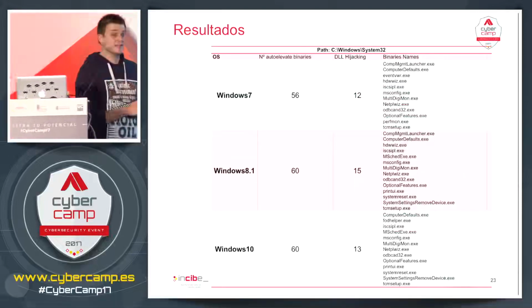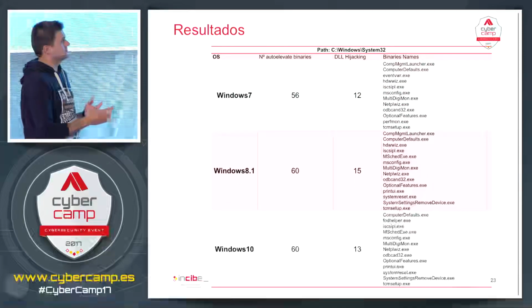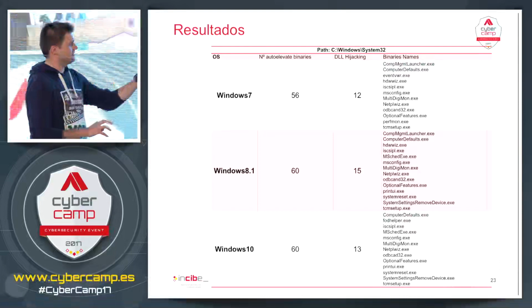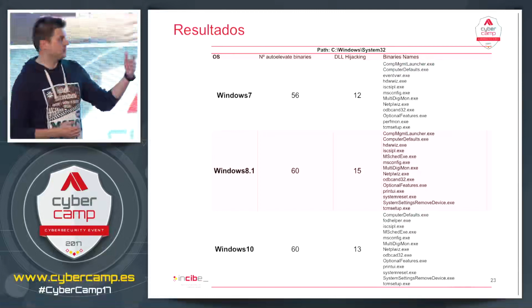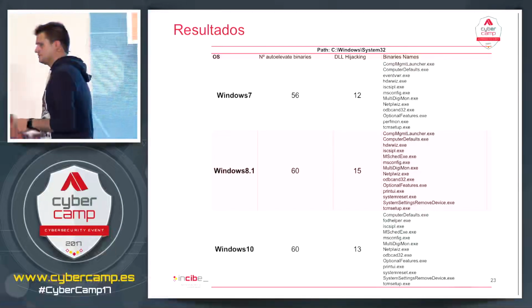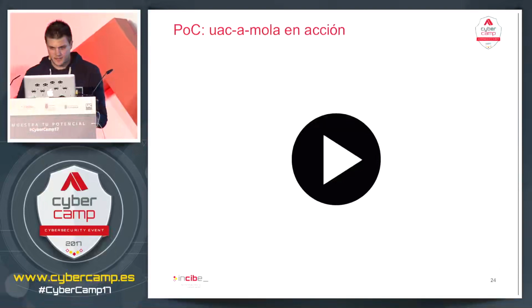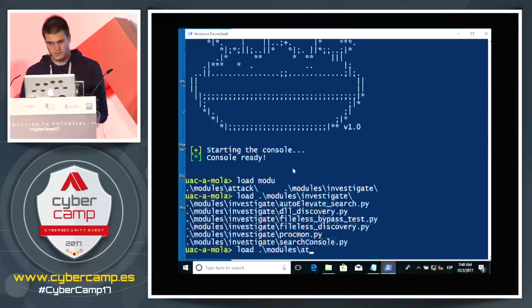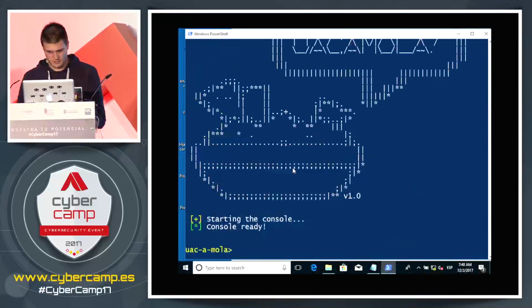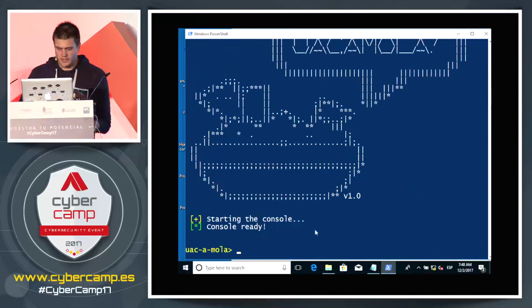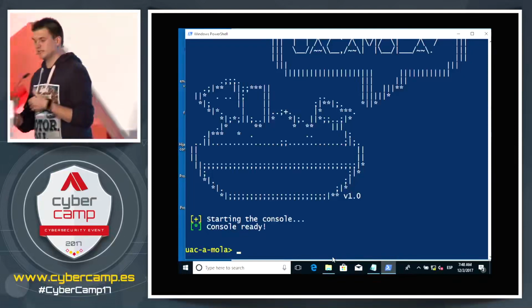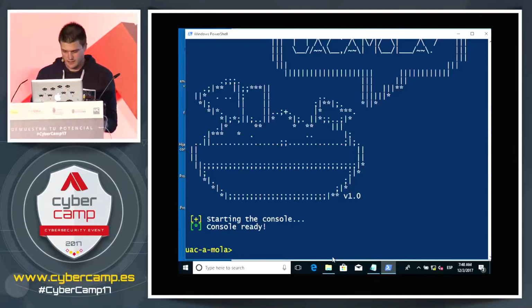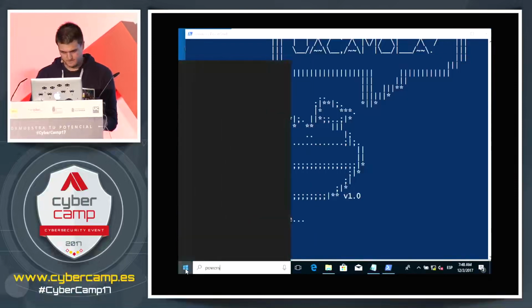And in the case of DLL hijacking, things get a bit more complicated. 12 out of 56, 15 out of 60, and 13 out of 60. These are interesting results that will be published in a paper very shortly. So we're going to leave the screen, and I'm going to show you a different UAC bypass that works with variable injection.